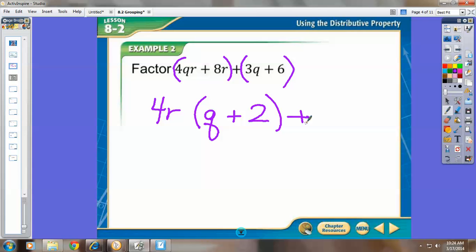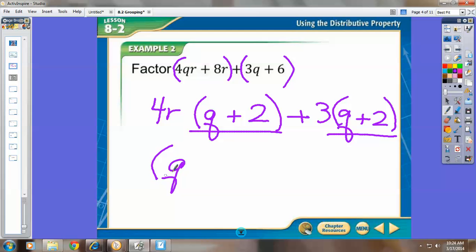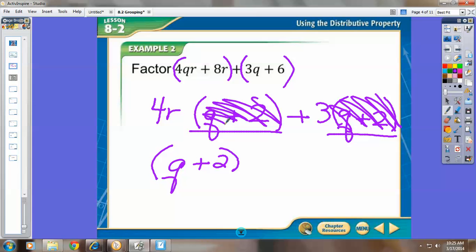What is the greatest common factor in the second group? 3. So in parentheses, let's write what we have left when we factor out a 3. 3Q divided by 3 is Q. 6 divided by 3 is 2. Do we have the same thing in parentheses? Yes, we have to have this on grouping. We have to have this right here. So we'll factor out a Q plus 2. When we take away the Q plus 2 from both terms, what do we have left?